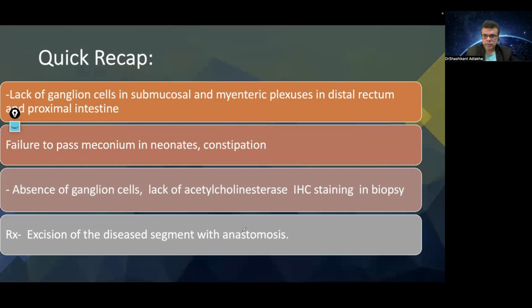Now let's have a quick recap of our learnings. Lack of ganglion cells in the submucosal and myenteric plexus in the distal rectum and proximal intestine is what constitutes Hirschsprung's disease. Failure to pass meconium in neonates is the most classical feature, and constipation may be seen in the older child. Absence of ganglion cells and lack of acetylcholinesterase immunohistochemical staining in the biopsy are the cardinal features for the diagnosis. Excision of the diseased segment with anastomosis of the proximal and distal segments is done.